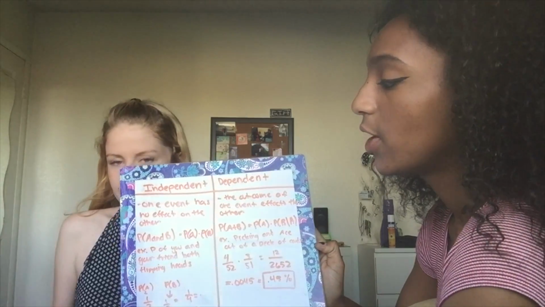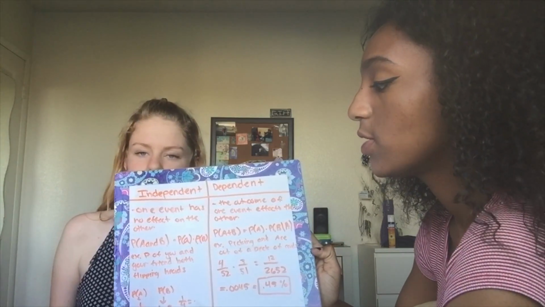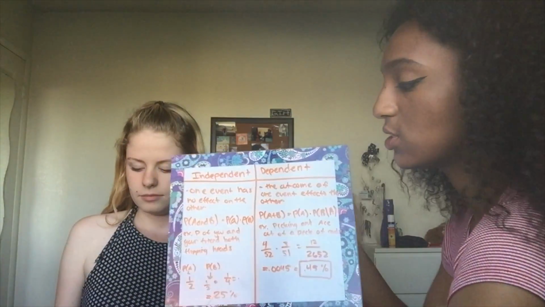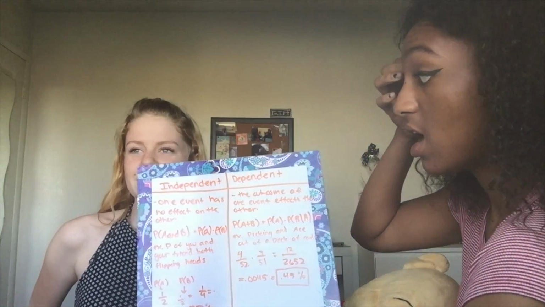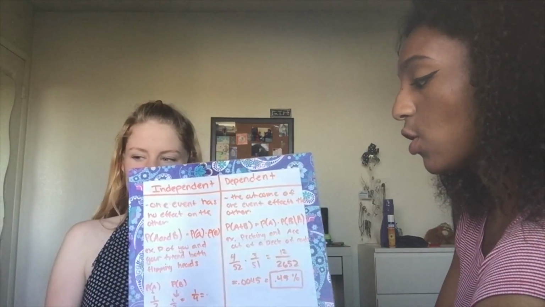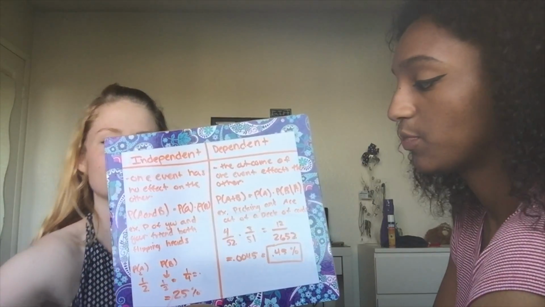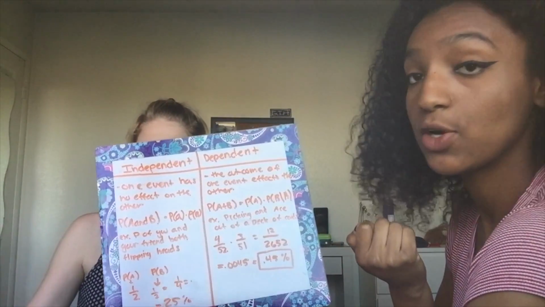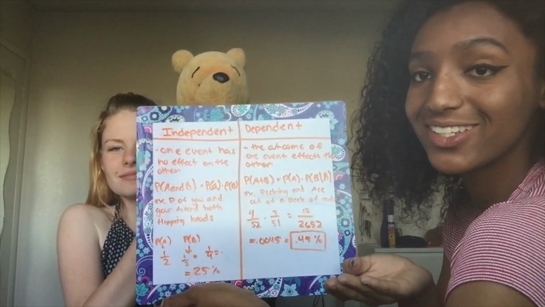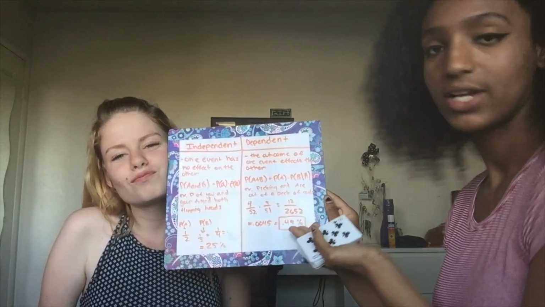For example A, we have the probability of you and your friend both flipping heads. Each of you has a 1 in 2 chance, so you just multiply them together and get the percentage. For dependent events, we did picking an ace out of a deck of cards. We have 4 aces in a deck of 52 cards. If you pick one out but don't put it back, then you only have 3 aces over 51 cards because you didn't put it back. So you just multiply the 2 probabilities together, and then you get your answer.